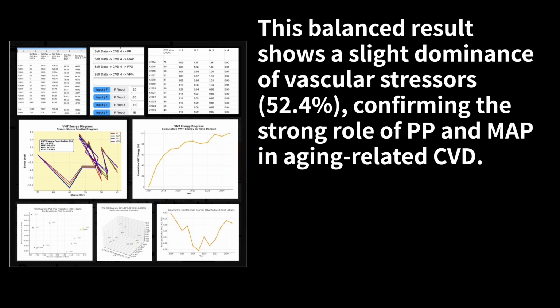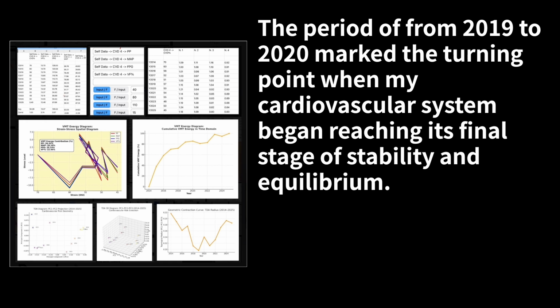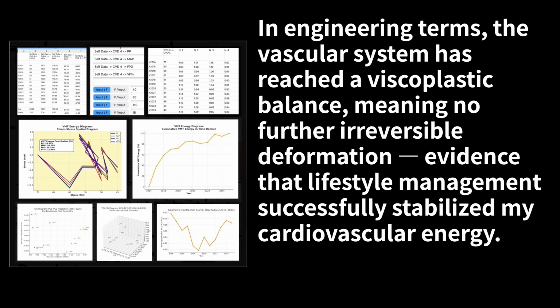in aging-related CVD. The cumulative VMT energy curve climbs sharply from 2014 to 2020, then slowly levels off by 2025, reaching steady equilibrium. The period from 2019 to 2020 marked the turning point when my cardiovascular system began reaching its final stage of stability and equilibrium. In engineering terms, the vascular system has reached a viscoplastic balance, meaning no further irreversible deformation. Evidence that lifestyle management successfully stabilized my cardiovascular energy.